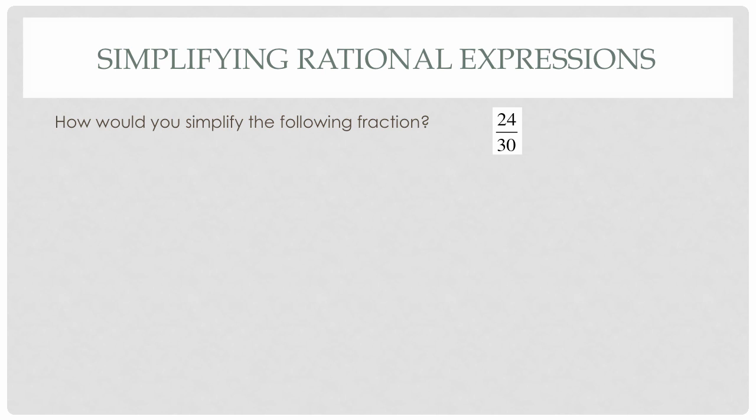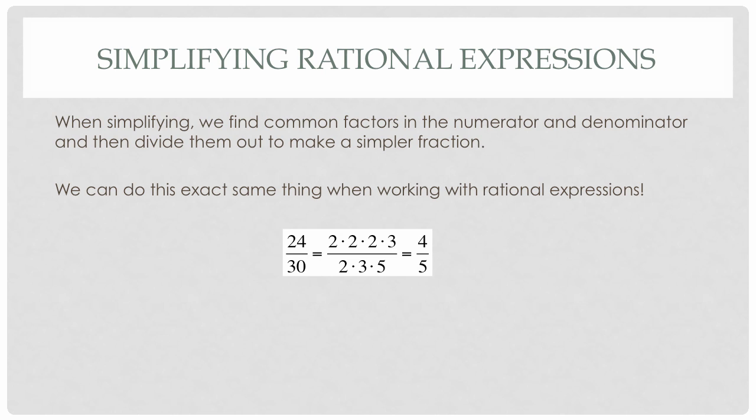But let's first start with something we know. How would we simplify the following fraction? We have 24 divided by 30. How would I go about simplifying it? Well, when simplifying, we find common factors in the numerator and denominator, and then we divide them out to make a simpler fraction.